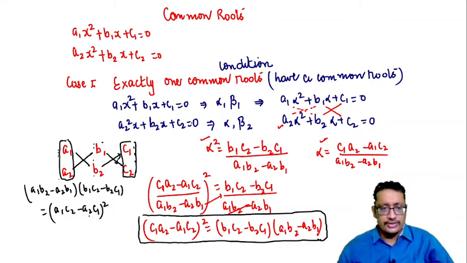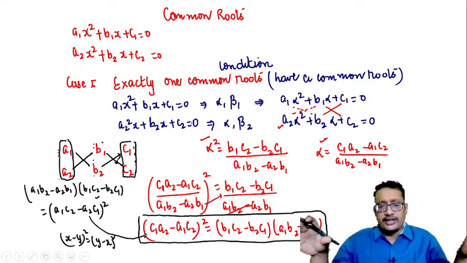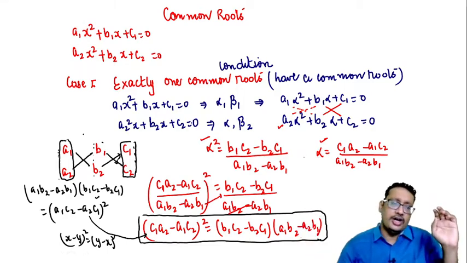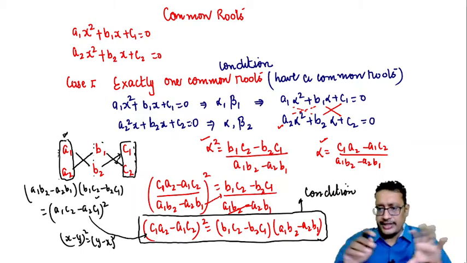See here, you will find that everything is similar. a1 c2 minus a2 c1 whole square, b1 c2 minus b2 c1, and a1 b2 minus a2 b1. Okay, x minus y whole square is y minus x whole square. The signs are changed, no, there is no issue. Okay now, so simple condition is there. Just write the x square coefficient. This is the condition for having a common root when two quadratic equations are given.